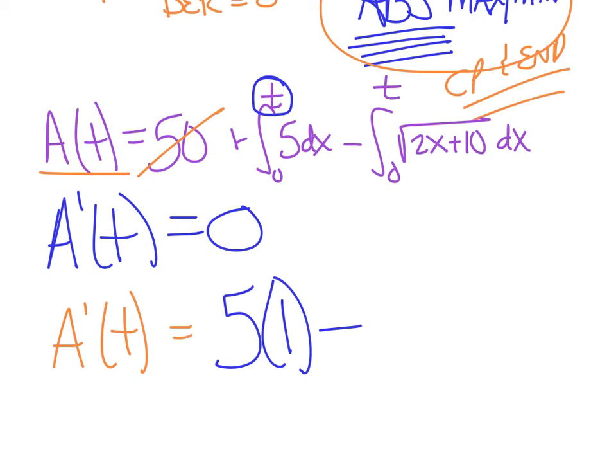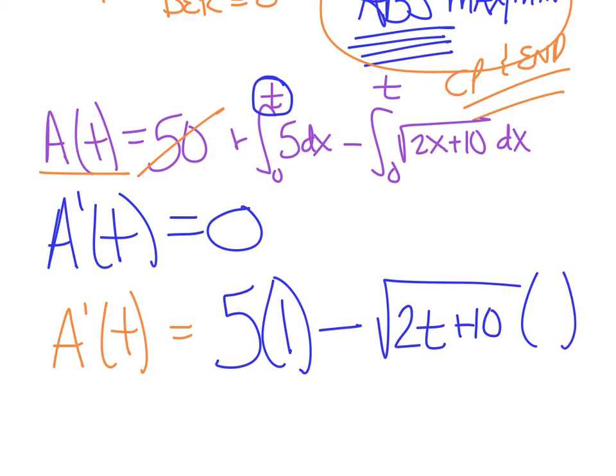Then I have minus, second fundamental theorem again. Plug the upper bound in, so the square root of 2t plus 10 times the derivative of the upper bound. Again, the upper bound is t, so its derivative is 1. And you're setting that equal to 0.